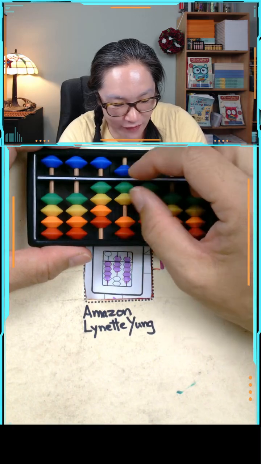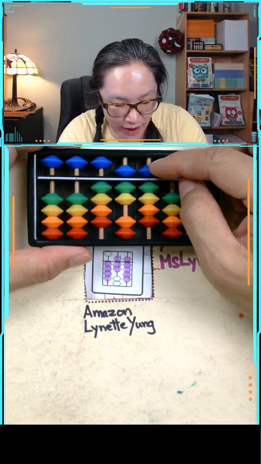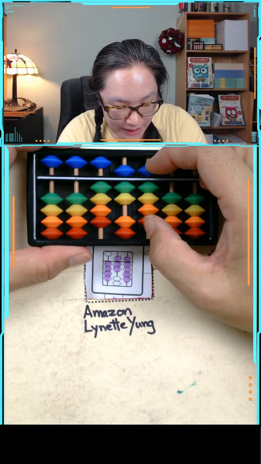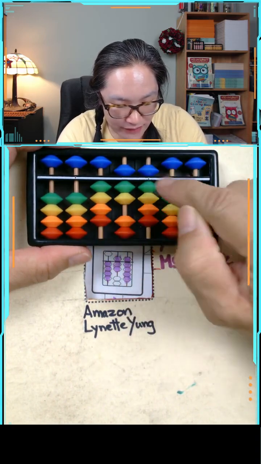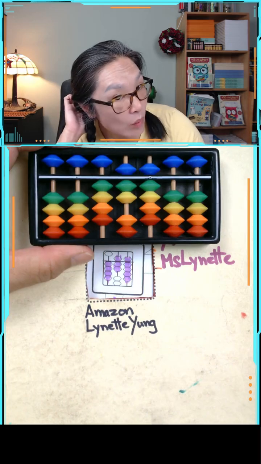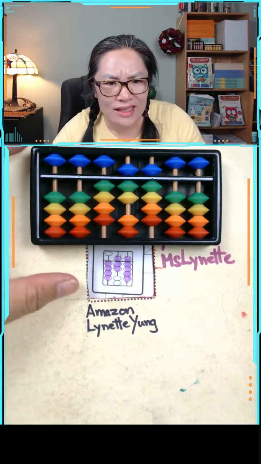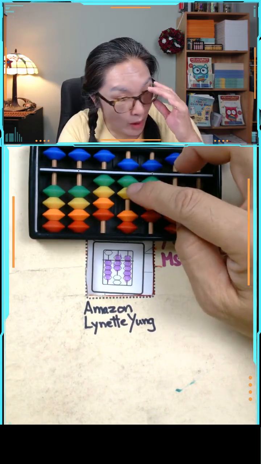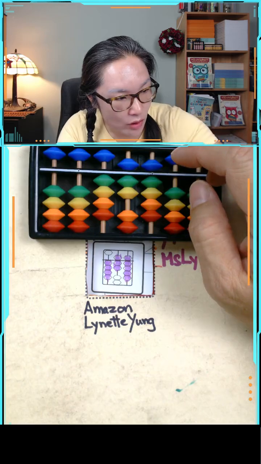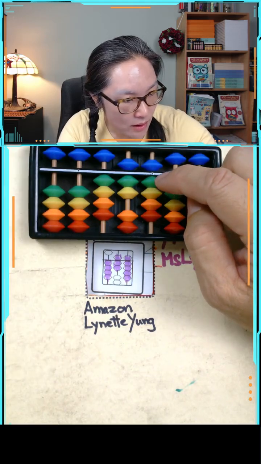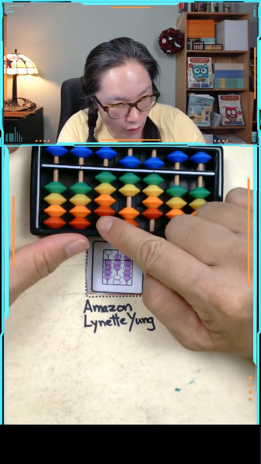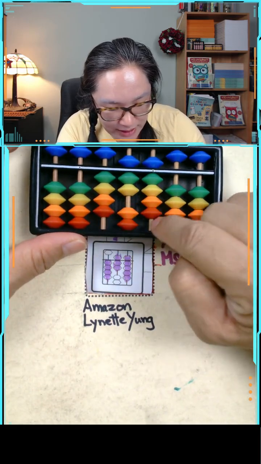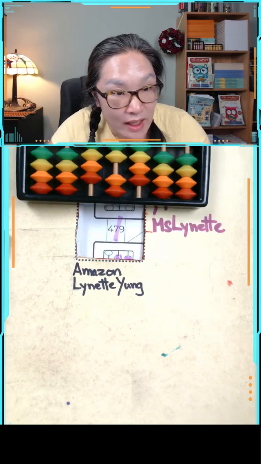So we have 5 plus 2 is equal to 7. 5 plus 4 is equal to 9. So we have 4, 7, 9. Does that make sense? So when we're looking, the top bead is a value of 5. The bottom bead is a value of 1. So this is not working. Okay, so we have 479. So that's what 479 looks like.